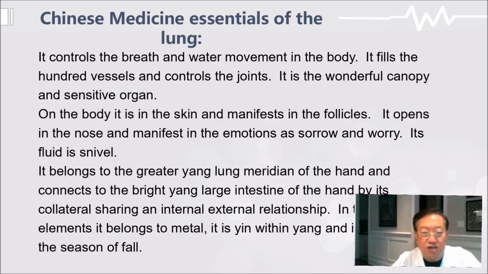It opens in the nose and manifests in the emotions as sorrow and worry. Its fluid is snivel. It belongs to the greater yang lung meridian of the hand and connects to the bright yang large intestine meridian of the hand by its collateral, sharing an internal-external relationship. In the 5 elements, it belongs to metal. It is yin within yang, and it connects to the season of fall.